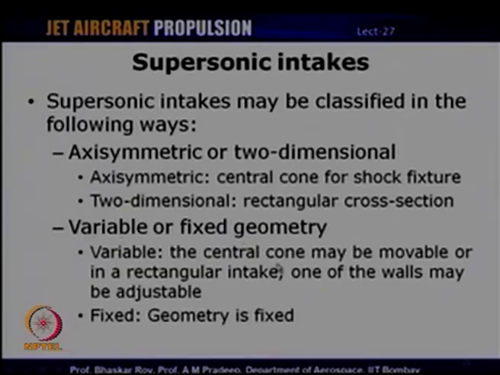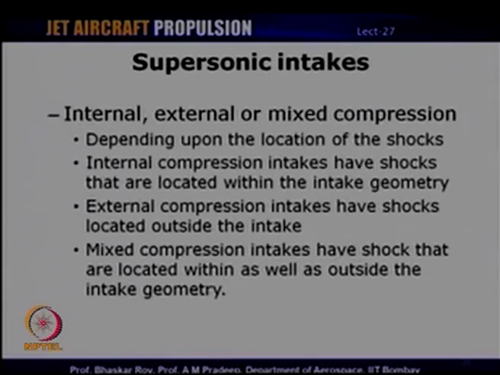In variable geometry, if it is axisymmetric, the central cone may be movable, or if it is a rectangular type of intake, one of the walls of the intake may be adjustable depending upon the requirement. And of course, you could have a geometry which is fixed, something which is usually not a preferred type of intake. The other type of classification is depending upon the location of the shock itself. It could be either internal compression, external compression, or a mixed compression intake. In internal compression intakes, the shocks are located within the intake geometry itself.